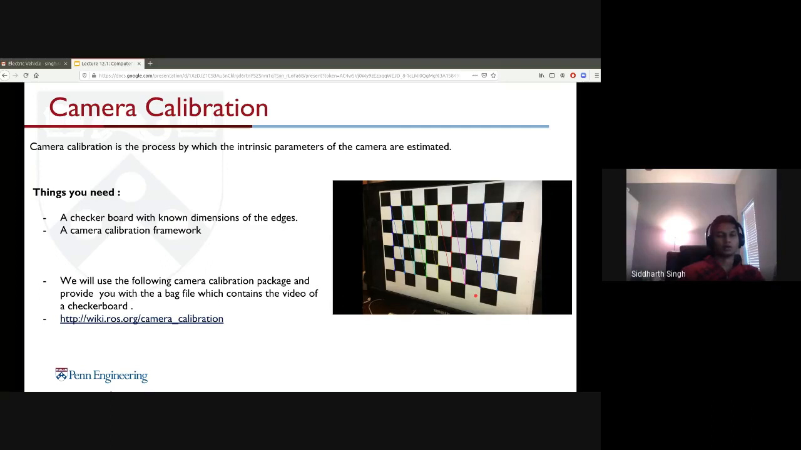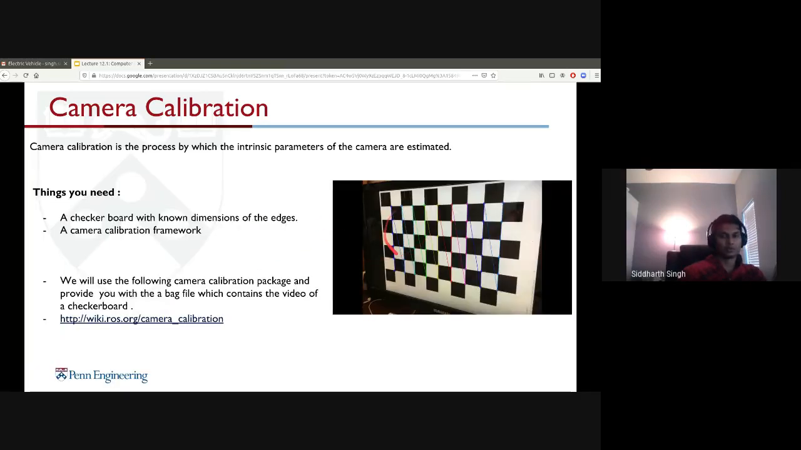All right. So you'll see that you can just print out a checkerboard and then use it to perform the calibrations. But with ROS, it's pretty easy. You just have to use a package, and it does camera calibration for you.